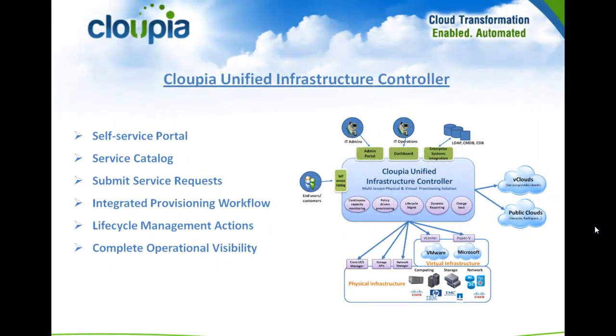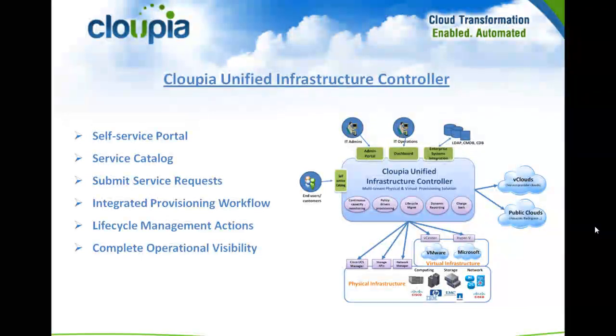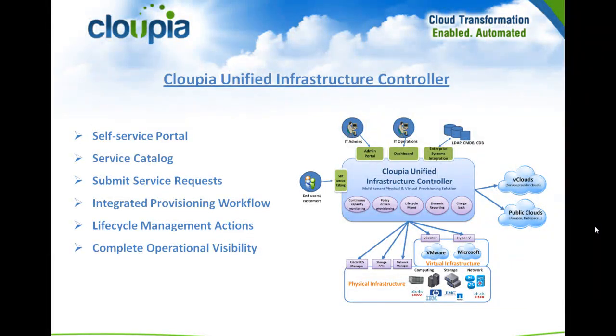Let me conclude this video by summarizing the end user capabilities of Cloupia Unified Infrastructure Controller. We learned about end user automated provisioning capabilities using self-service portal and service catalog. We walked through how end user can submit service requests and end-to-end integrated provisioning workflow steps. We also learned how end user can perform lifecycle management actions after completing the provisioning and also get comprehensive visibility into resource utilization using the dashboard.